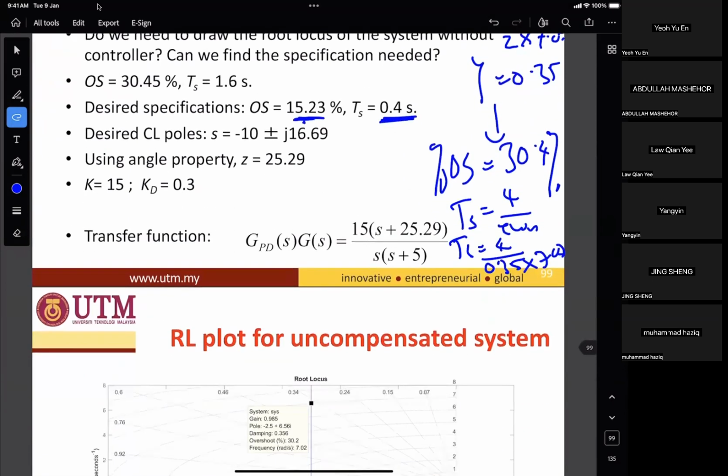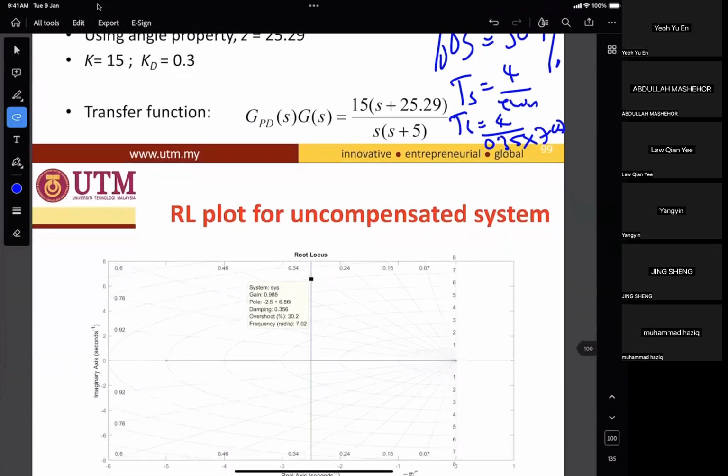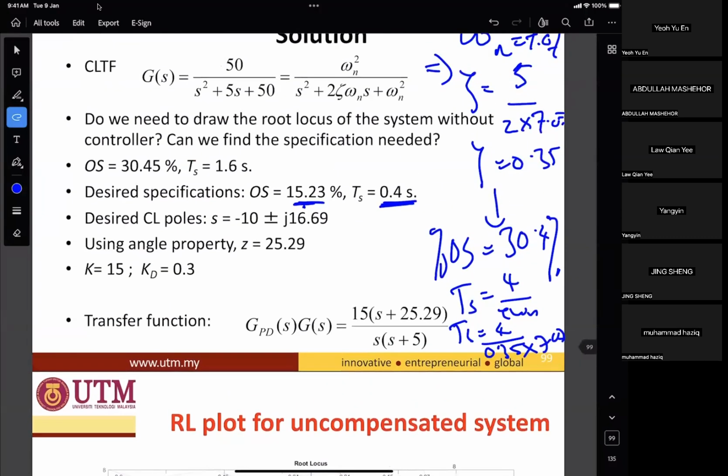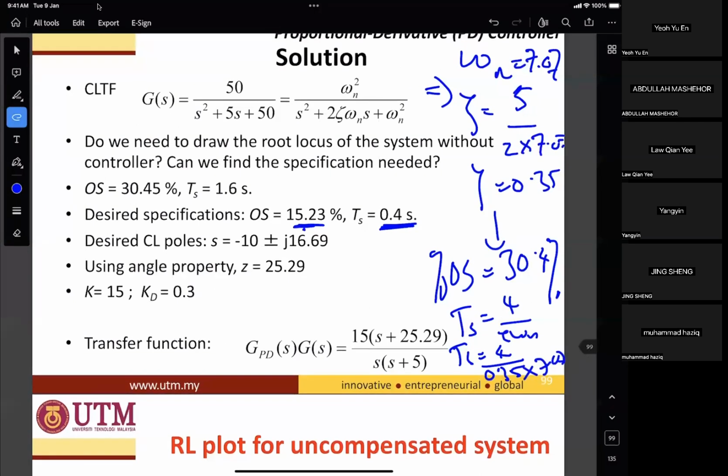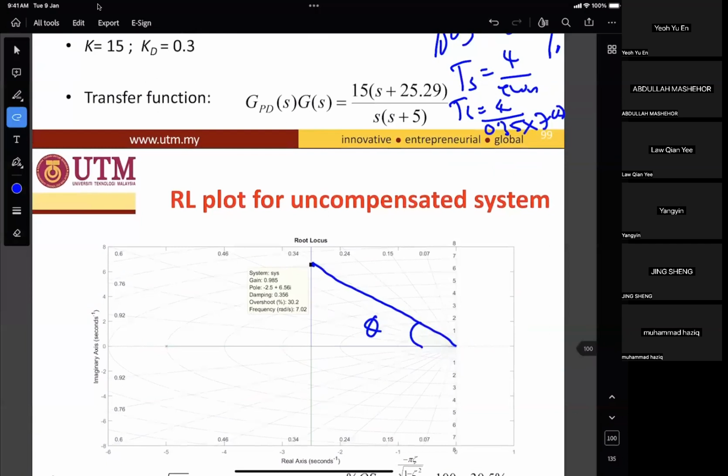And then use this. So draw the zeta line. The angle is, what is the angle? Angle please.